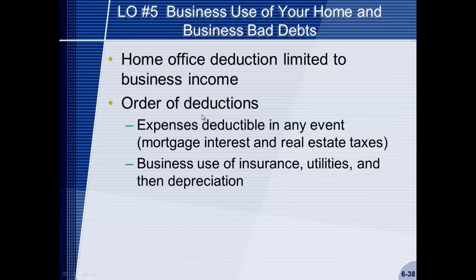Home office deduction is limited to business income. In order to have a home office deduction, you are limited. So if I only made $1,000 in my business, I'm limited to that. Order of deduction. So first you make the income or revenue, then you reduce the revenue by expenses, and then you would take business use of insurance, utilities, and then depreciation.